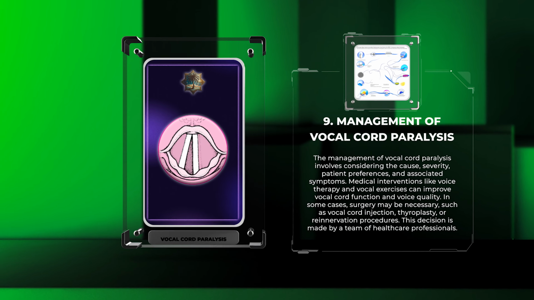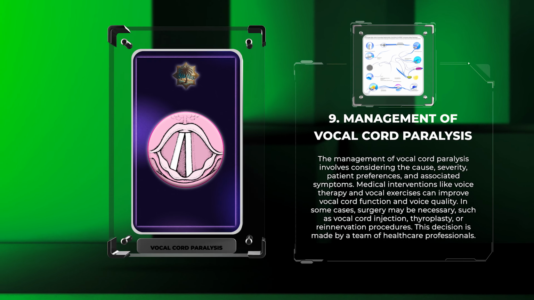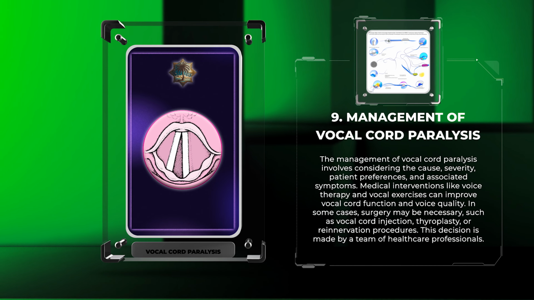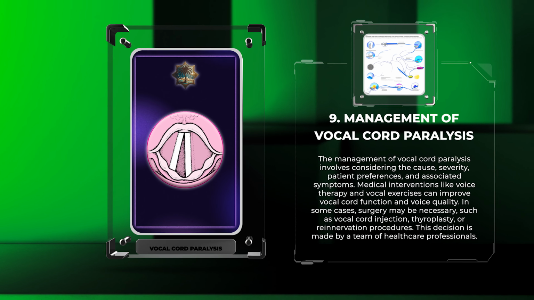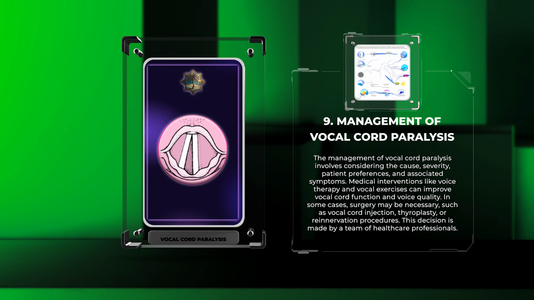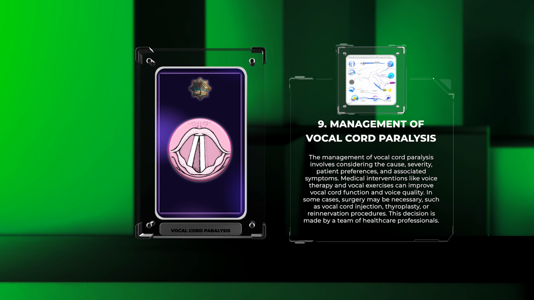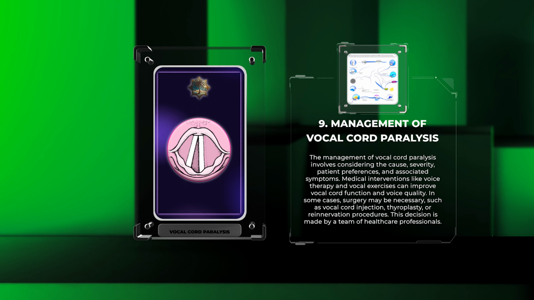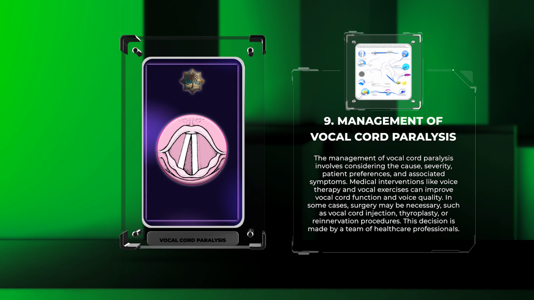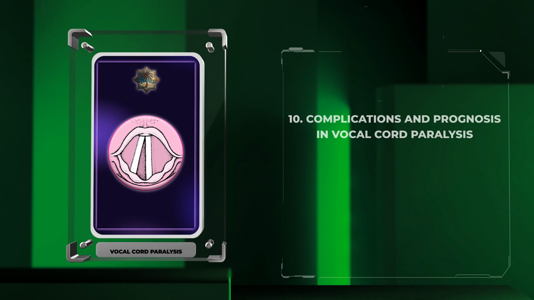The management of vocal cord paralysis involves considering the cause, severity, patient preferences, and associated symptoms. Medical interventions like voice therapy and vocal exercises can improve vocal cord function and voice quality. In some cases, surgery may be necessary, such as vocal cord injection, thyroplasty, or reinnervation procedures. This decision is made by a team of healthcare professionals. In vocal cord paralysis, complications impact voice production and breathing.